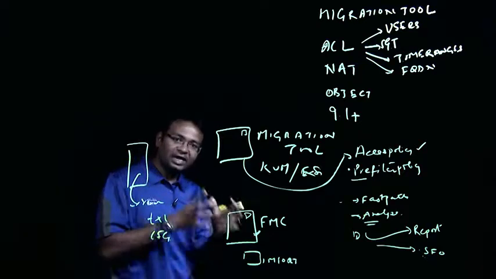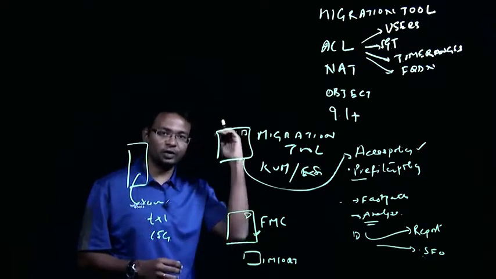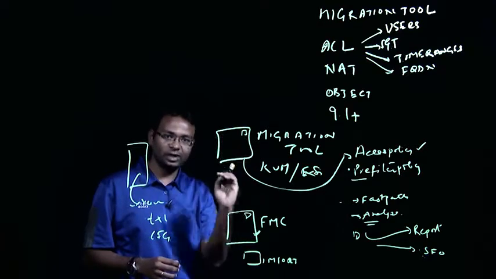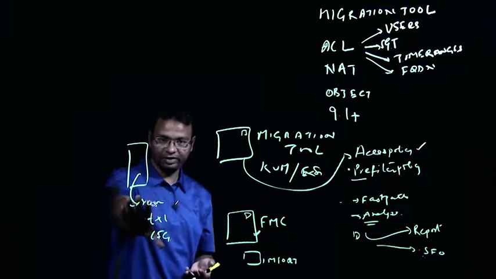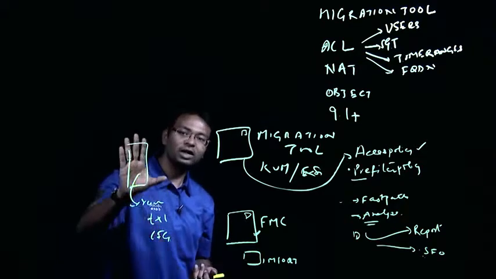And all the NAT entries you can find under devices. Under devices there will be a NAT tab. Under NAT you can find all kinds of NAT entries that are migrated from your ASA configurations.